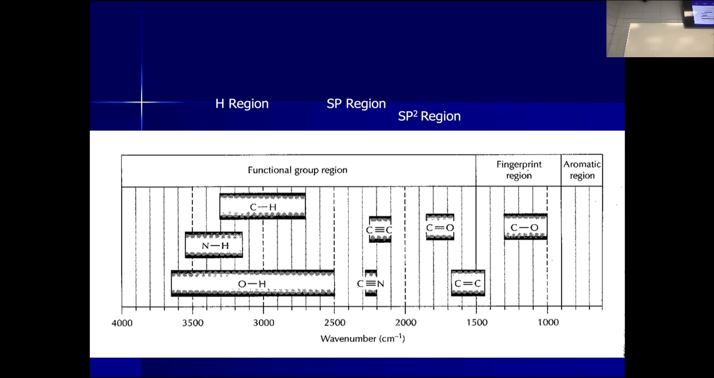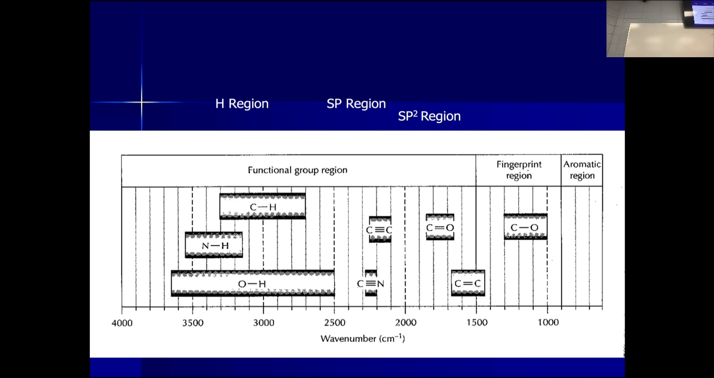Your book has a lot of detailed tables, and they're great. You will probably need them to answer some of your homework problems. You will not need those to answer any of my exam questions. What you need to memorize is this. You need to memorize this one chart.